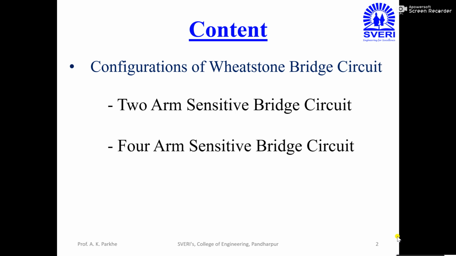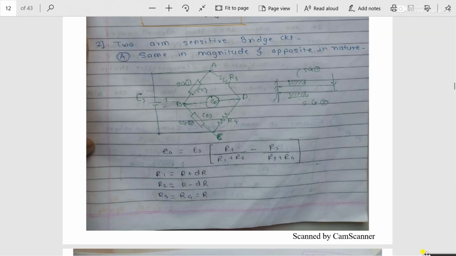Based on these natures of the strain gauges, the two arm sensitive bridge circuit is further divided into two types. That is, the two arm sensitive bridge circuit that behaves similarly, that means two strain gauges are subjected to tension and simultaneously two strain gauges are subjected to compression. Like that we have to derive the derivations for the two arm sensitive bridge circuit. So one by one we'll start with this. Now we'll start with the two arm sensitive bridge circuit.